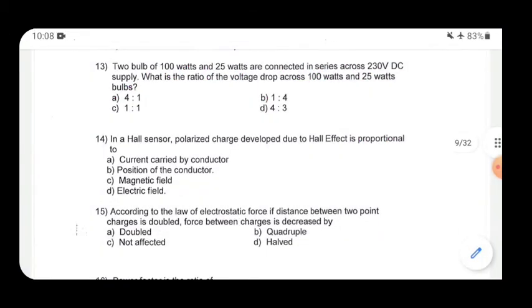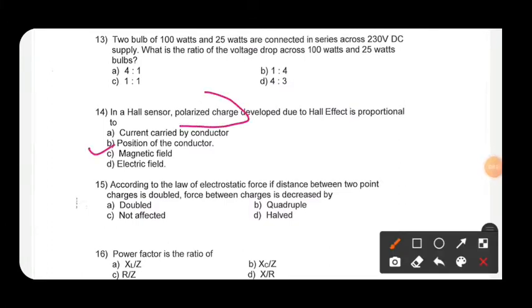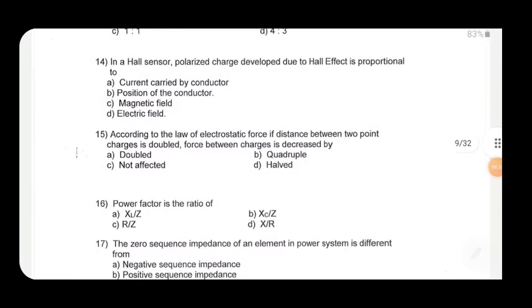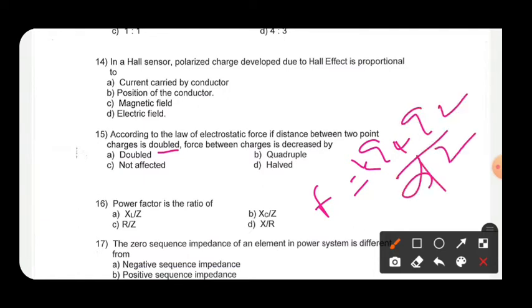Very easy question. Next is, in a Hall sensor, the polarized charge developed due to the Hall effect is proportional to the magnetic field. Next is, according to the law of electrostatic force, if the distance between two charges is doubled, then what happens to the force? All of you know that the force formula is K Q1 Q2 upon D square. If the distance gets doubled, then the force will become one-fourth, because the square is given, so the answer will be quadruple, okay.